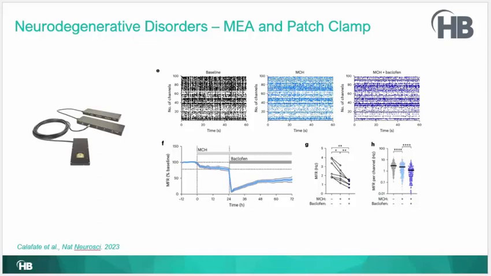And so what you can see over here are peri-event raster plots. You've got over 100 channels of recording, and you have three different conditions. You have your baseline recordings, you have the same cells in the presence of MCH, and then MCH in the presence of an inhibitor, and you can see that there are changes across the three conditions here.